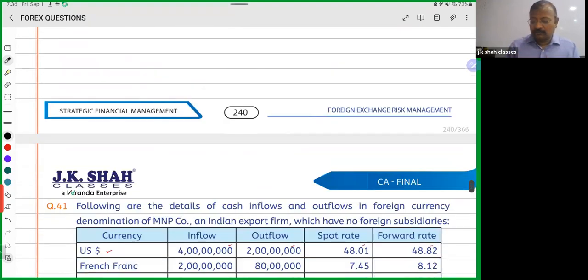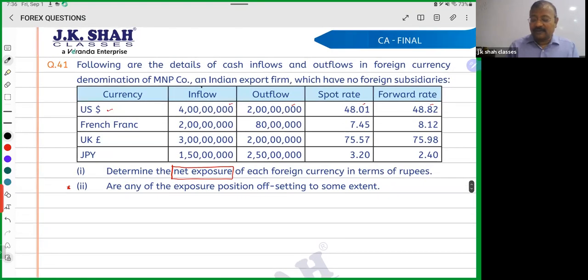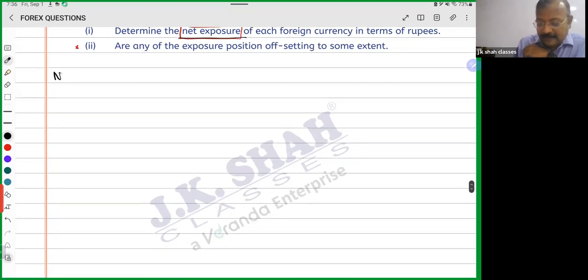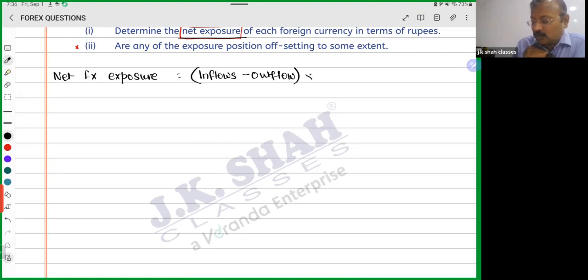Right? So here, if you see, they have given inflow, outflow, spot, and forward. And they say that calculate the net exposure of each foreign currency. Okay. So we'll just calculate that. Net Forex exposure is inflows minus outflow into forward rate minus spot rate.